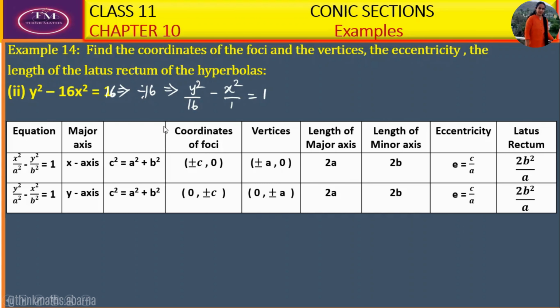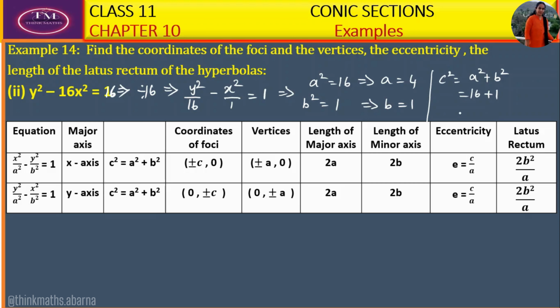Now, if you compare with the table, here you can see it is y square by a square. That means the hyperbola is on the y-axis. Therefore, here a square is 16 and b square is 1. So a will be equal to 4, b will be equal to 1. Next, we have to find c square, which is a square plus b square. So 16 plus 1 is 17. So c square equal to 17 means c will be root 17. So we found a, b, c.